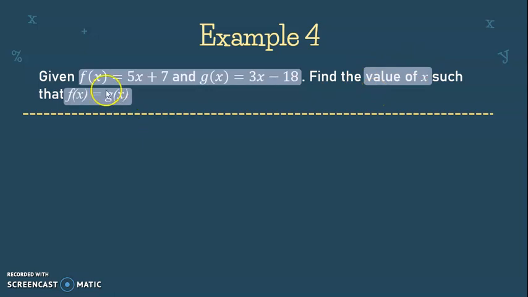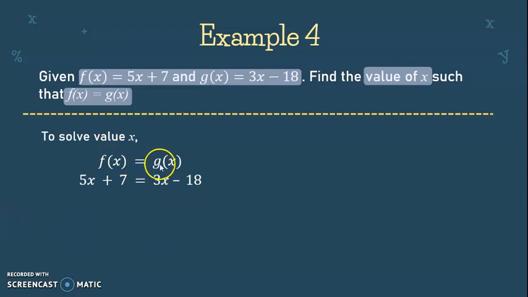Next, find the value of x if these two functions are equal, meaning that f of x is equal to g of x. So in this case, we have f of x is equal to g of x, correct? So you just need to insert all the variables inside here. So f of x is 5x plus 7 is equal to g of x, which is 3x minus 18.